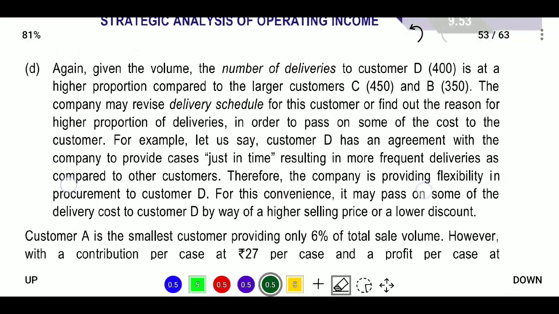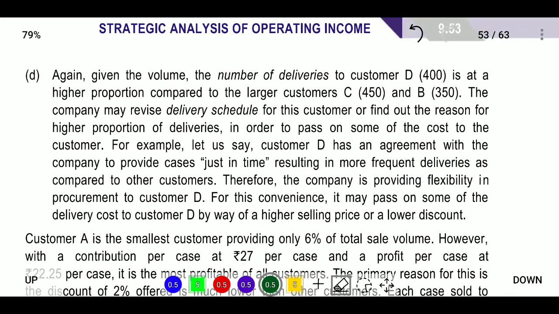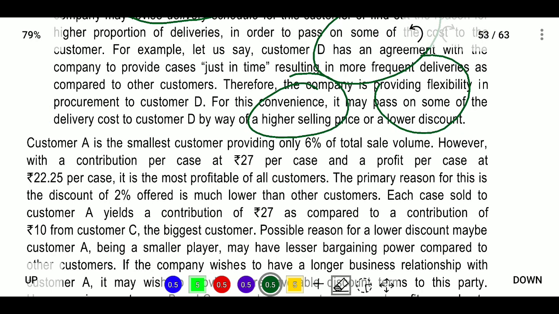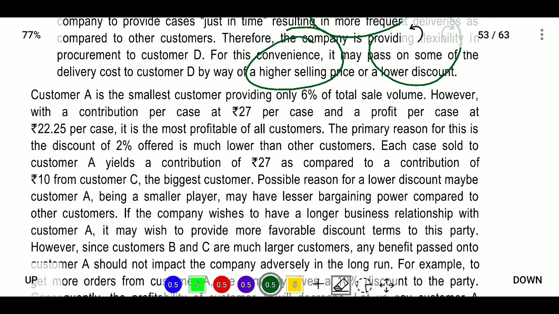Next, the cost driver will again be volume, the number of deliveries of customer D. We will see the customer delivery and revised delivery schedules for that, and whether there is any agreement. For that convenience, a higher selling price will be charged and lower discounts provided when the cost is increasing. When our resources are being used, we must charge for our resources.